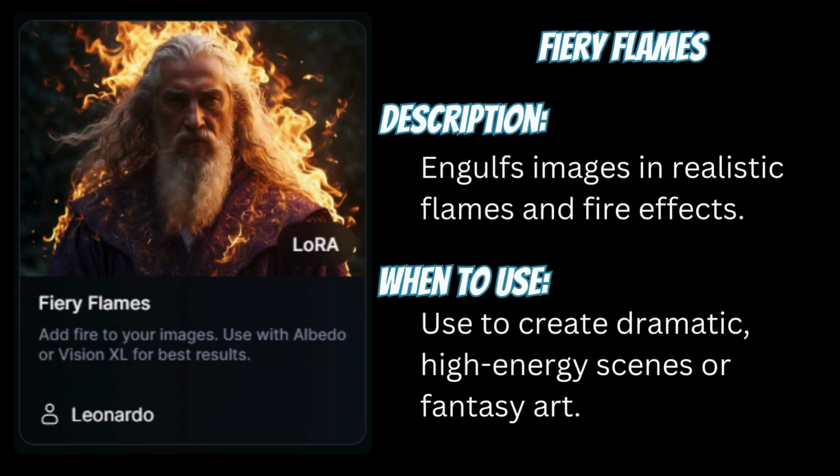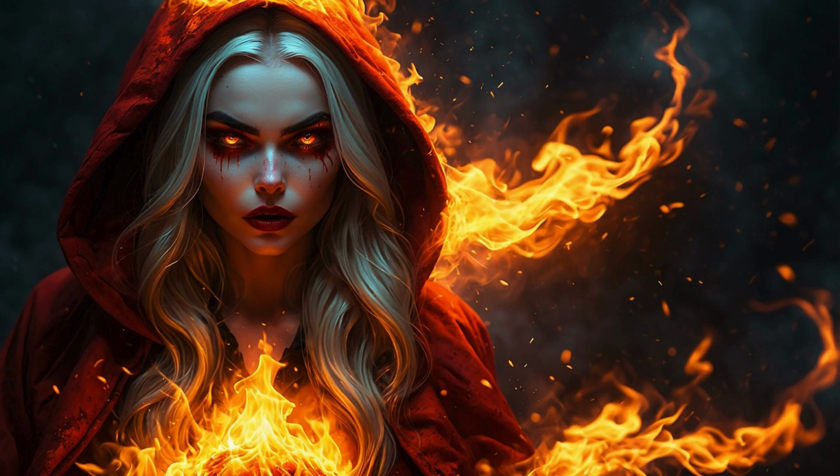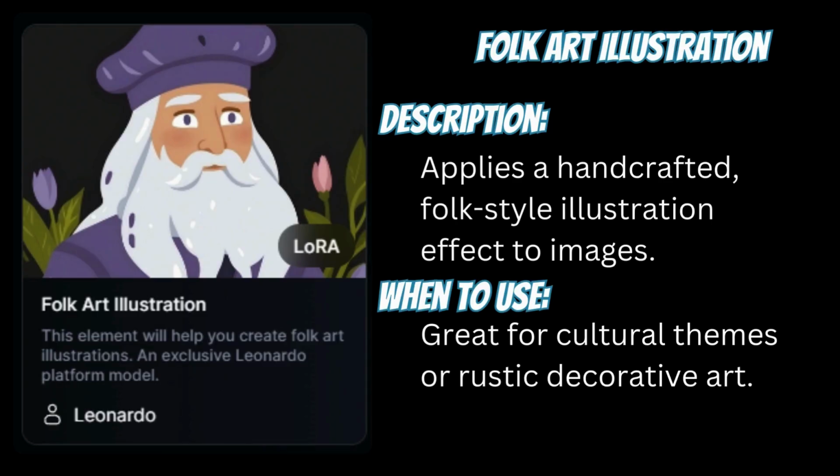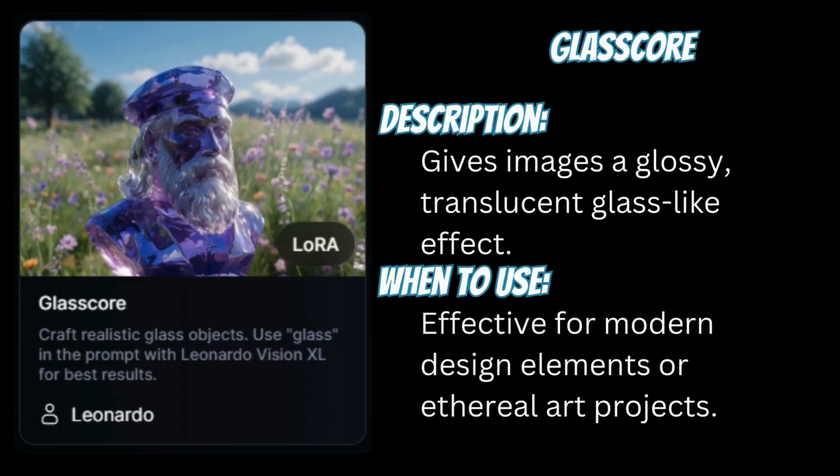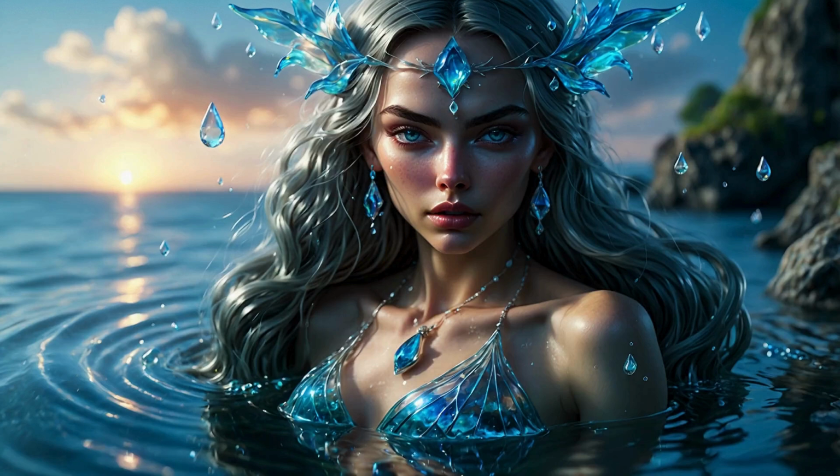Fiery Flames engulfs your image in a realistic fire effect. Perfect for Pyra, our fire enchantress. Picture her summoning flames that dance around her, creating a high-energy scene just like this one. Folk Art Illustration applies a handcrafted folk-style effect. Turn Terra into a rustic, handcrafted landscape, perfect for cultural themes or decorative art. Glasscore gives images a glossy, translucent effect. Picture Aqua with a glowing glass-like orb of water. It's ideal for ethereal, modern designs.